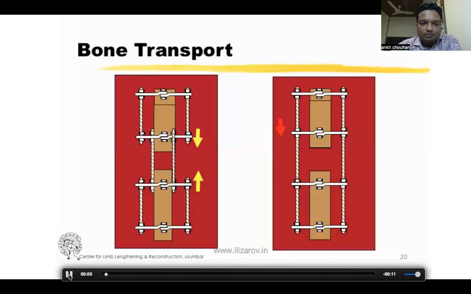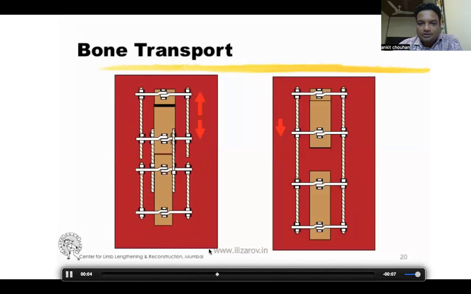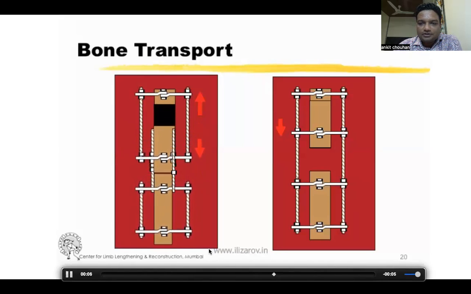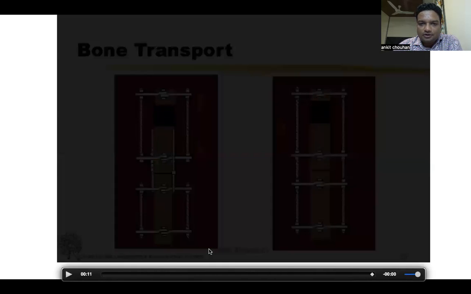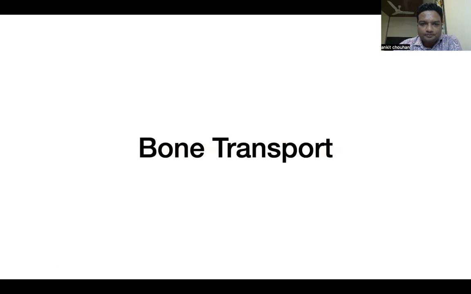Whereas in bone transport cases, the distraction from the osteotomy is compressing the gap at the non-union site, and both are going on at the same rate per day.